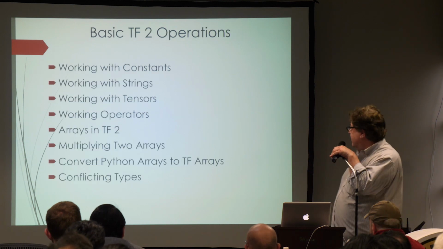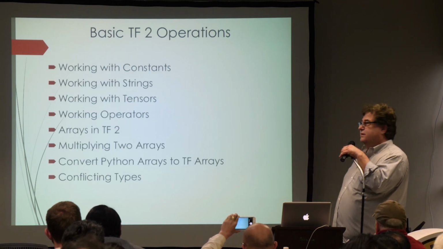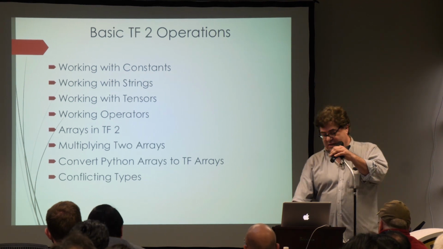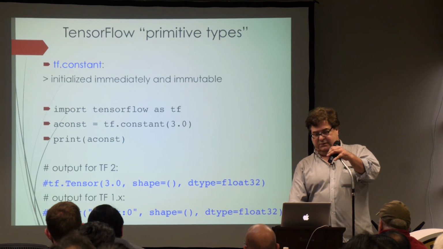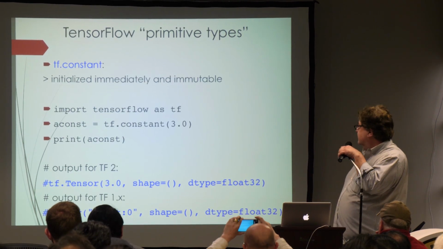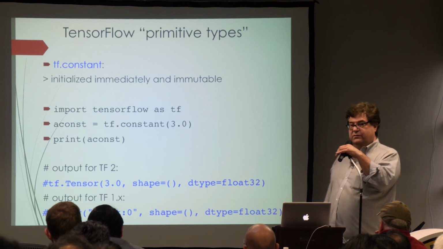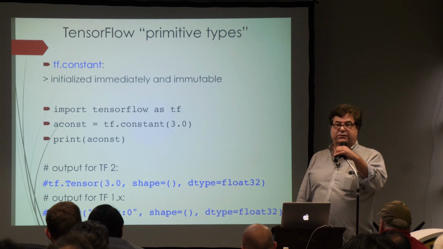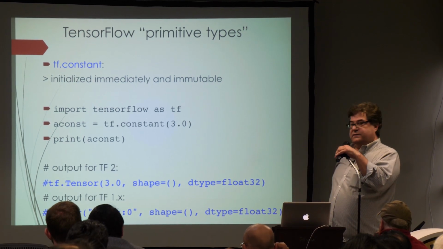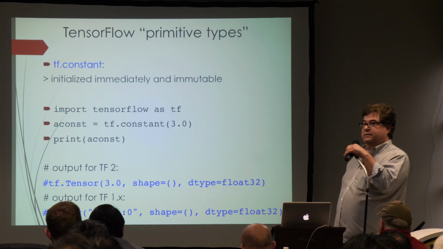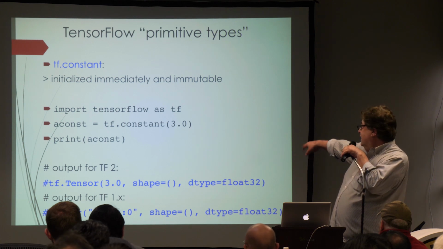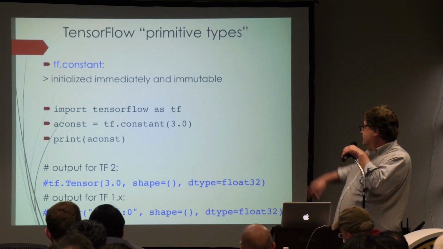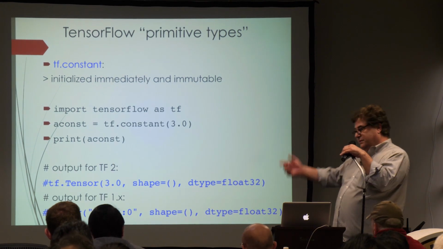And now some of the operations, pretty much what you'd expect. Constant strings, tensors, arrays, and so on and so forth. And so the primitives, for the people who haven't worked with TensorFlow: constants are initialized and immutable. There are some languages that do that, but that's kind of explicit in TensorFlow 1 and 2. And the output from that code is just a little bit different, a very tiny difference, I would say. But it's good to know.